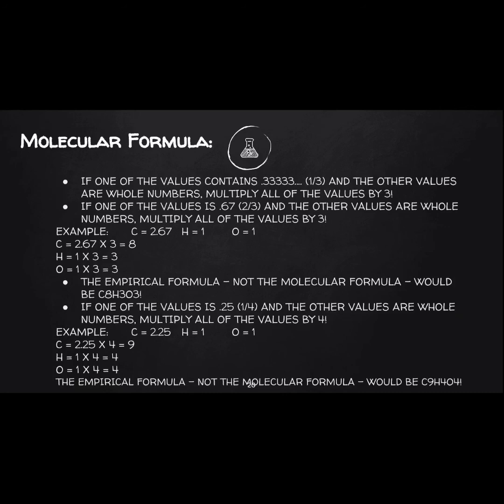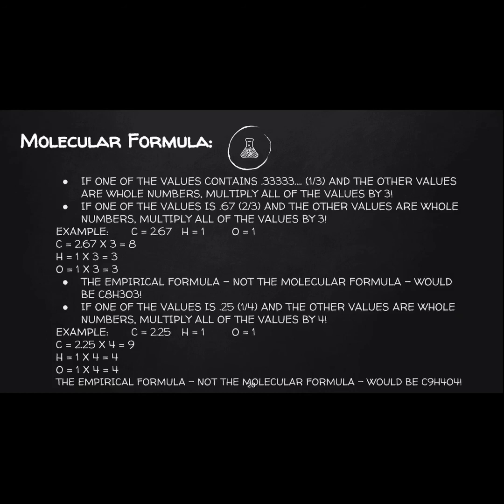A couple other things, these are just helpful clues and hints. If one of the values contains 0.333 or 1/3 and the other values are whole numbers, you can just multiply everything by 3 and that'll give you some whole numbers to work with. Same thing if it's 0.67 or 2/3, multiply everything by 3 and it'll even out. So right here in my example, I have CHO. My C is 2.67. I can multiply everything by 3 so that I can get whole numbers. That will be easier for my empirical formula.